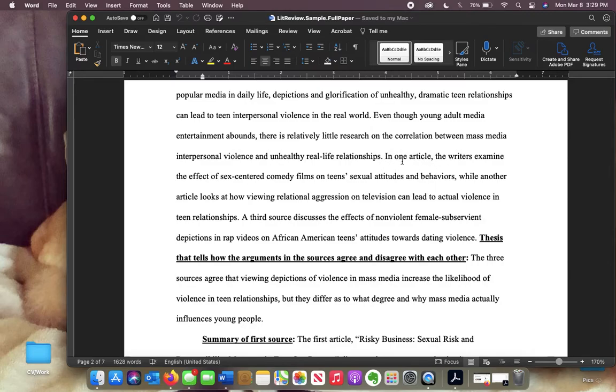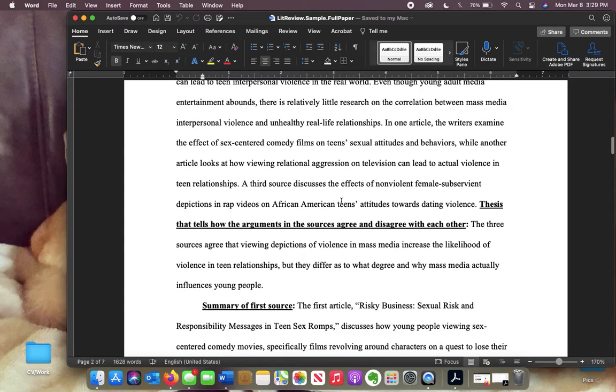So in one article, writers examine the effect of sex-centered comedy films on teens' sexual attitudes and behaviors, while another article looks at how viewing relational aggression on television can lead to actual violence in teen relationships. See, within one sentence, I've introduced 2 different sources. And then a third source discusses the effects of nonviolent female subservient depictions in rap videos on African American teens' attitudes toward dating violence. So within that, I gave like a 1-sentence summary of each source.